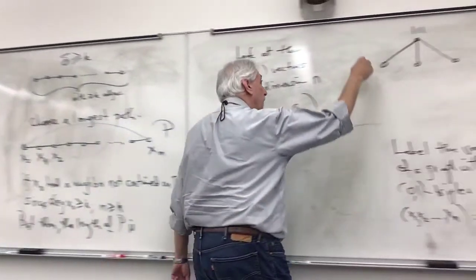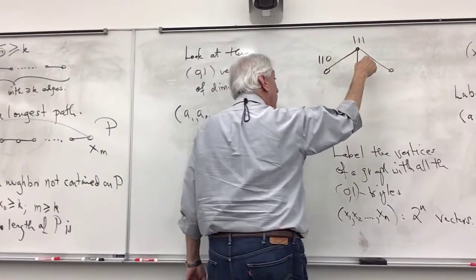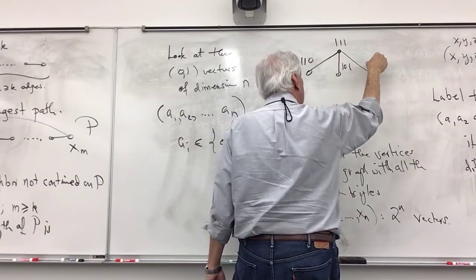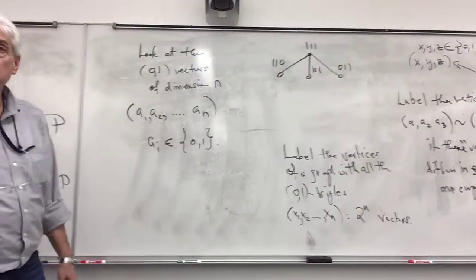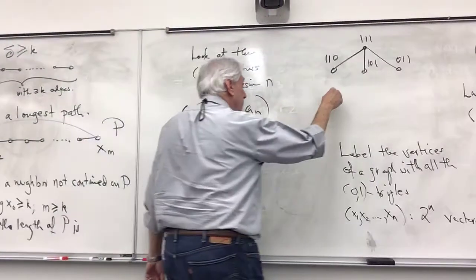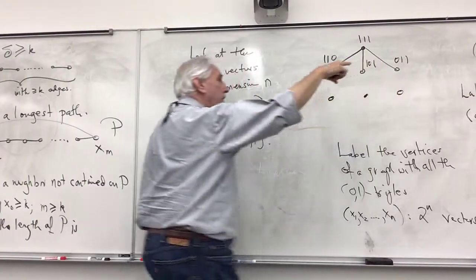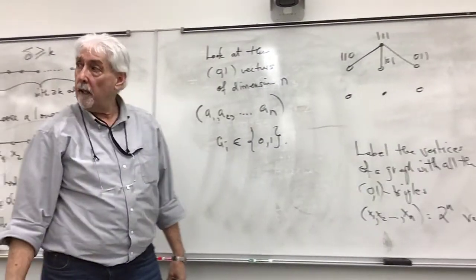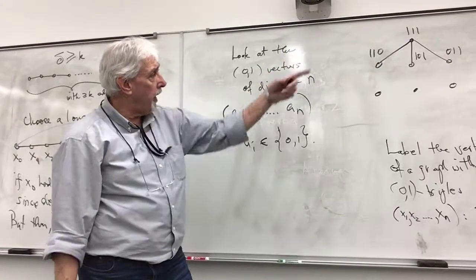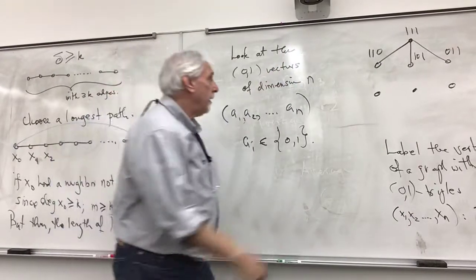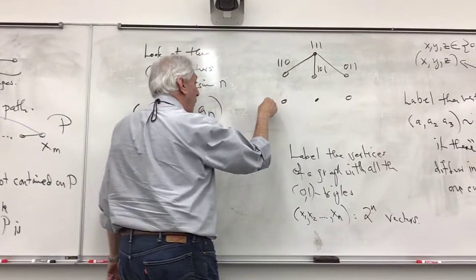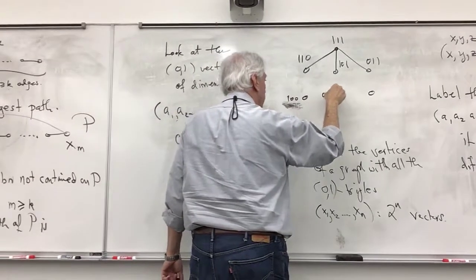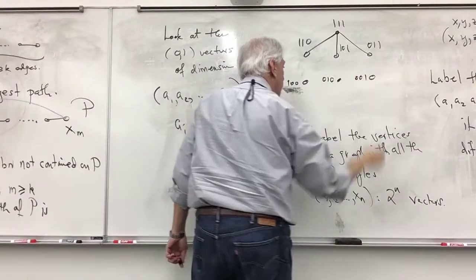1, 1, 0. 1, 0, 1. And there are more points. How many vertices is this going to have if I use all of the triples? 8. So far I have 4. Here comes some more. Let's put 1, 0, 0, 0, 1, 0, and 0, 0, 1.